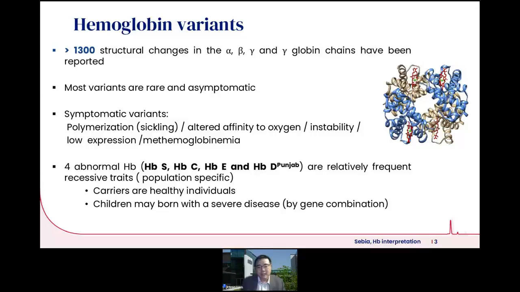There are many hemoglobin variants. In fact, numbers could be increasing with better molecular detection of the various globin chains. And most of these variants are rare and asymptomatic.